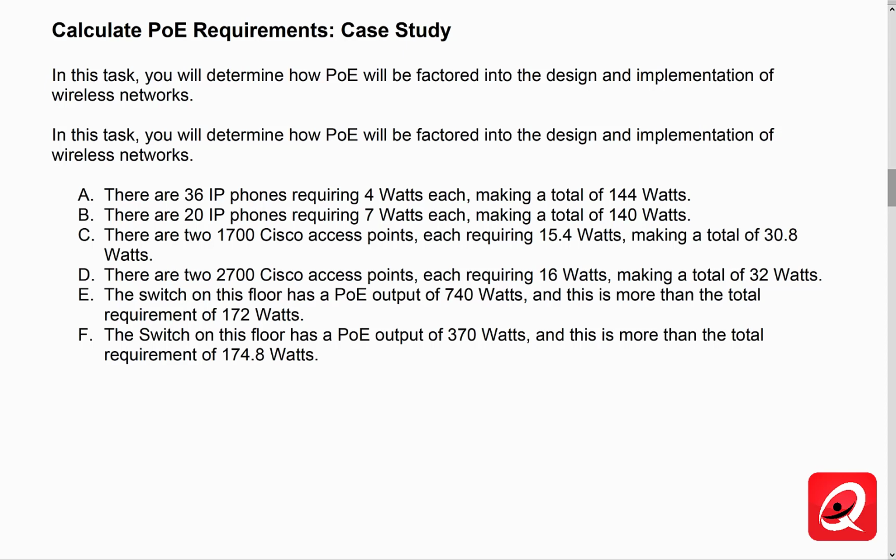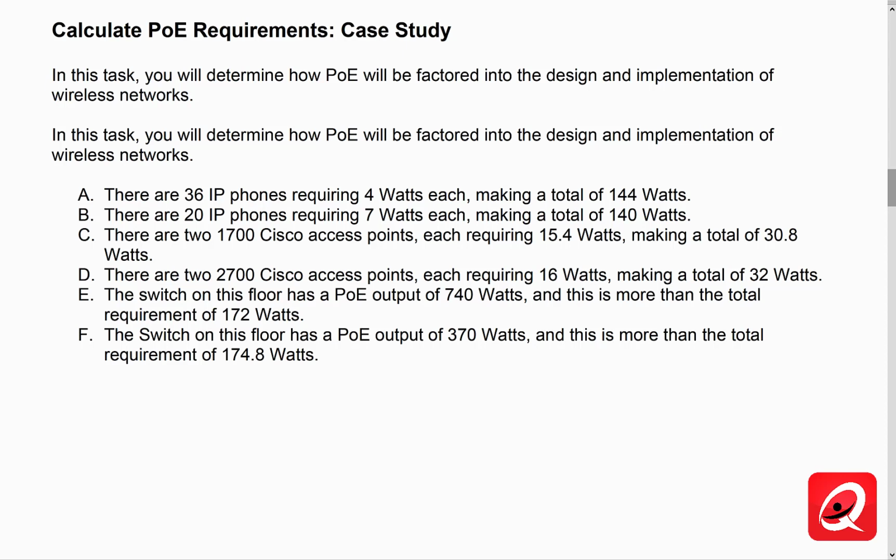The switch on the floor has a PoE output of 740 watts, and this is more than the total requirement of 172 watts. The switch on the floor has a PoE output of 370 watts, and this is more than a total requirement of 174.8 watts. Not sure what they're trying to differentiate there.